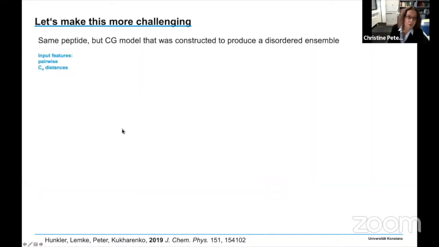Let's make this whole thing a bit more challenging. So what do I mean with that? We've repeated the exercise, but with a different coarse-grained model.